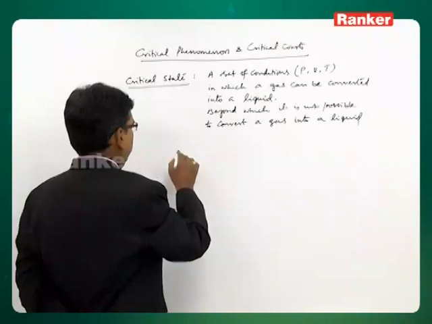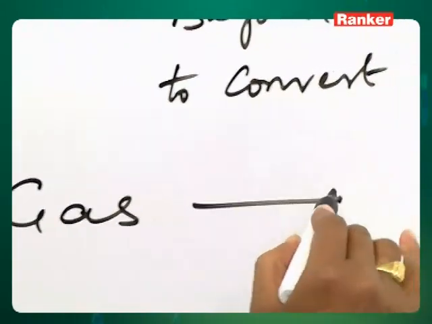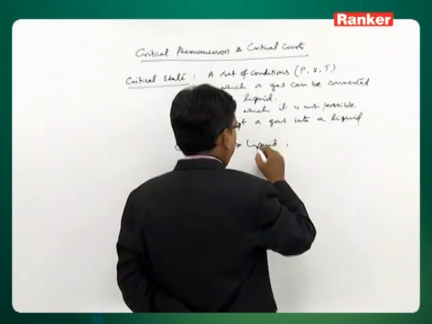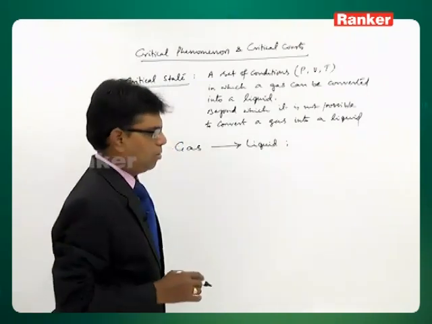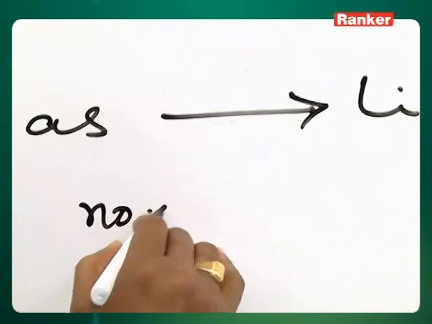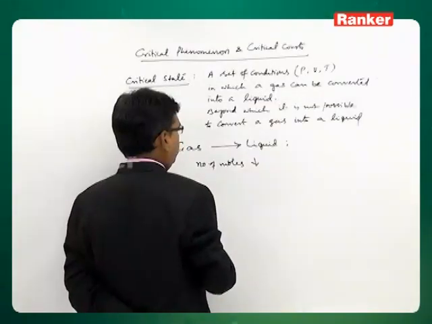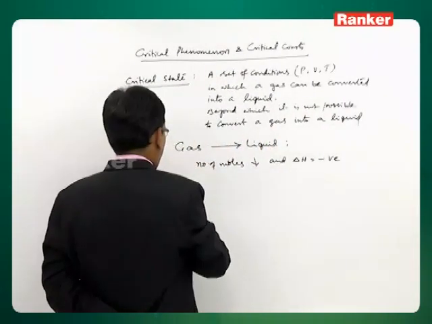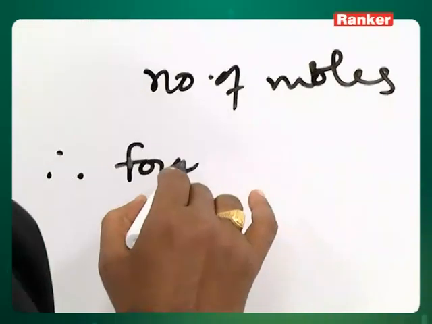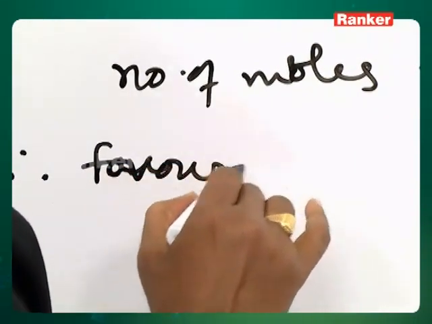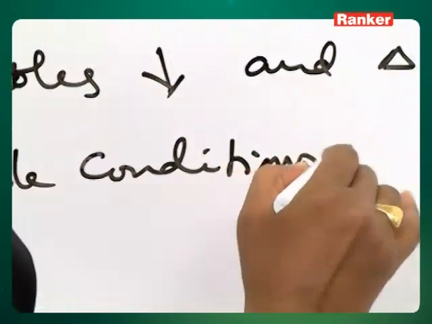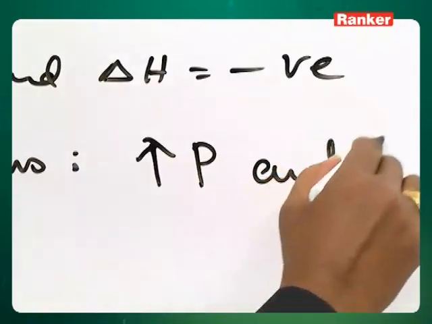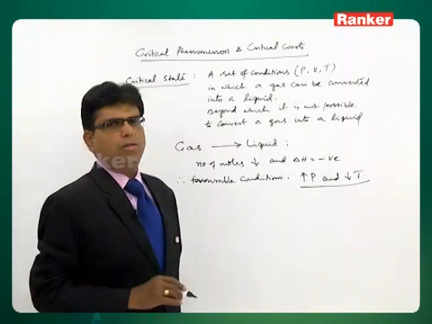Means, as I told, for a gas to convert into a liquid, the favorable conditions are, this is an exothermic reaction and a decrease in number of moles. Number of moles decreasing and delta H is negative. Therefore, favorable conditions for a conversion of gas to a liquid are increase in pressure and decrease in temperature. These are the favorable conditions.